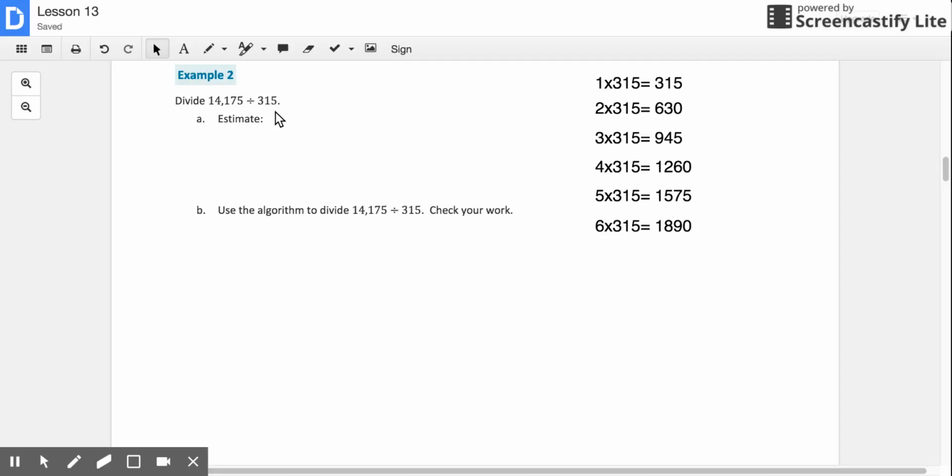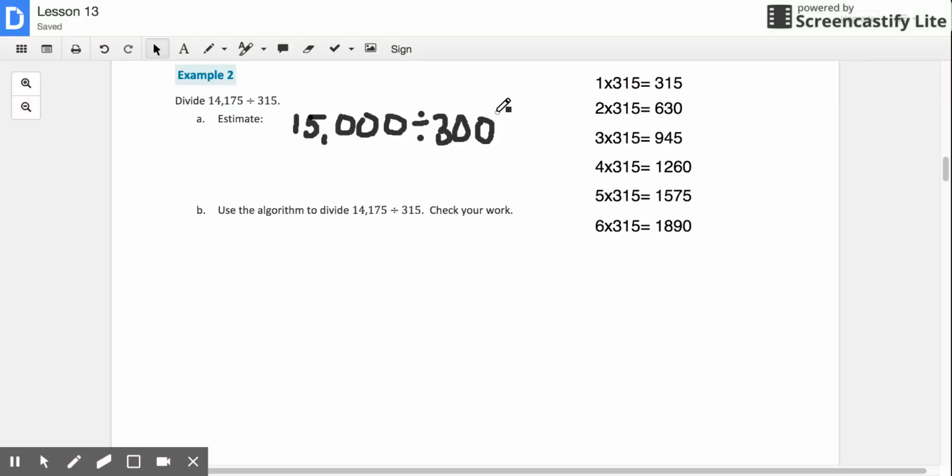315 can be nicely and neatly rounded down to 300. And 14,175, you know, it is closer to 14,000 than 15,000, but I'm going to round it up anyways because I'm rounding this down a little, so maybe that will even out. And also because I like those numbers better. So I'm going to start with 15,000 and divide it by 300 because we're rounding to some nice tidy numbers.